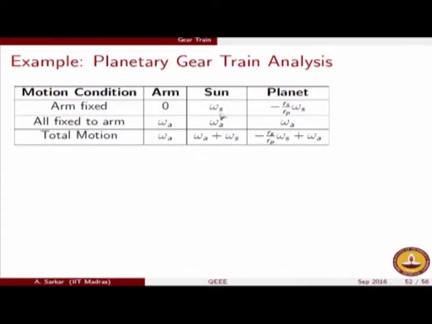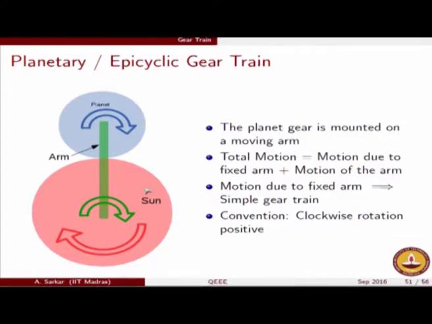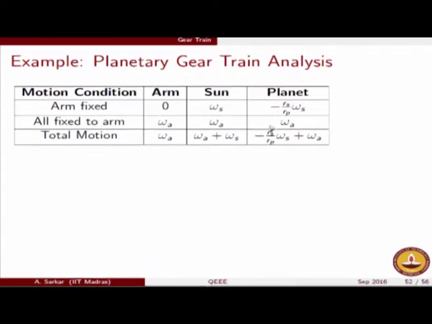And let us say the sun motion is denoted as omega s. So if the arm is fixed and the sun motion is omega s, it is trivial to find out what the planet motion is. The planet motion is minus rs by rp into omega s. Remember, this minus sign is coming because it is an external gearing, and external gearing induces a change in the direction of motion, and rs by rp is exactly the speed ratio, if you may so call it, multiplied by omega s.